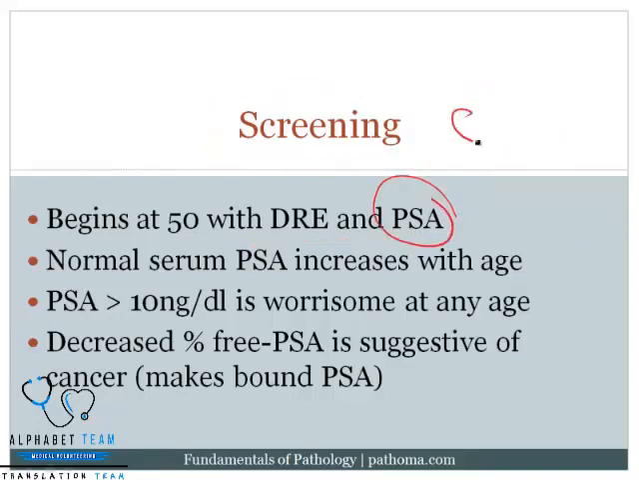The normal PSA ranges from anywhere from 0 to 4 nanograms per deciliter. Now as patients age, that normal PSA can increase such that the range from 4 to 10 is sort of a borderline number in which, depending on the age, it may or may not be elevated for a particular patient. However, once the PSA gets to be above 10, that's highly worrisome at any age. And so that would then prompt us to become particularly worried about prostate cancer.